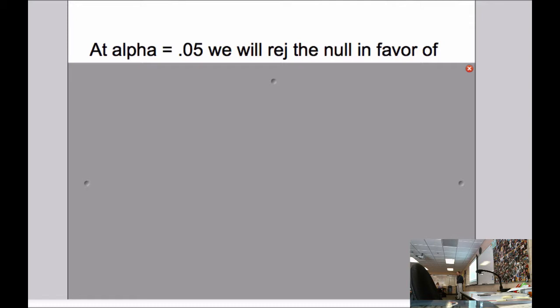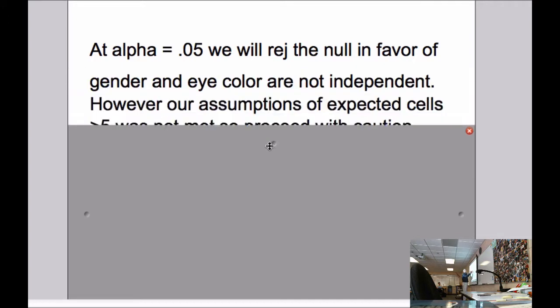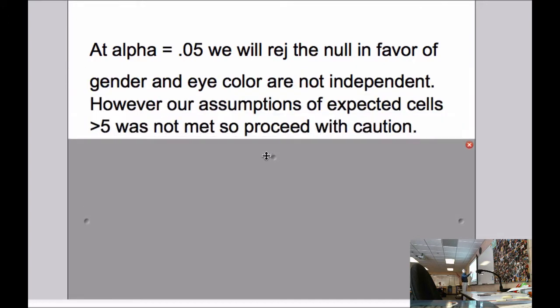Look what we just figured out. I didn't have anything to do with this. You guys put your data on there. We found that there's a relationship, or some kind of association, or that eye color and gender are not independent. At alpha 0.05, we will reject the null in favor of gender and eye color not being independent.